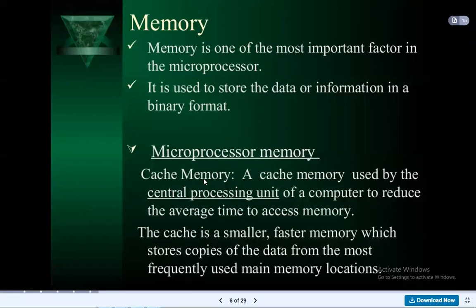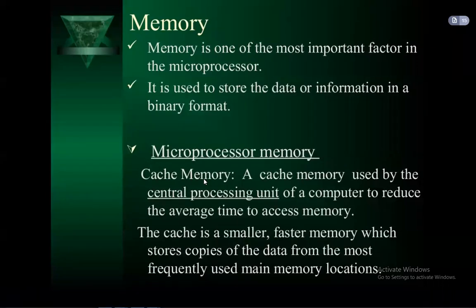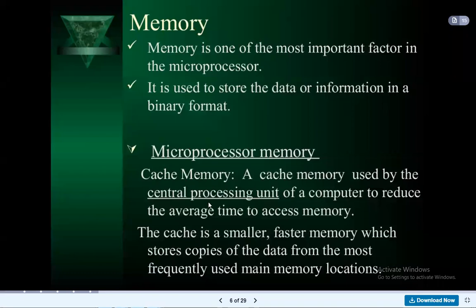In the microprocessor memory, there is a cache memory. Cache memory, you can say, is temporary memory used by the central processing unit of a computer to reduce the average time to access memory. The cache is a smaller, faster memory which stores copies of the data from the most frequently used main memory locations. So this is about the memory of your microprocessor and main memory.